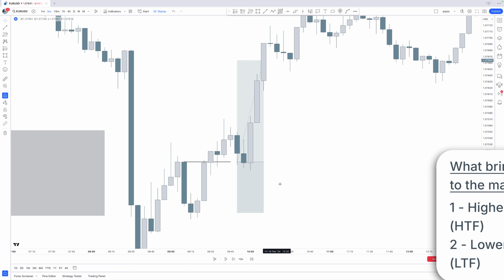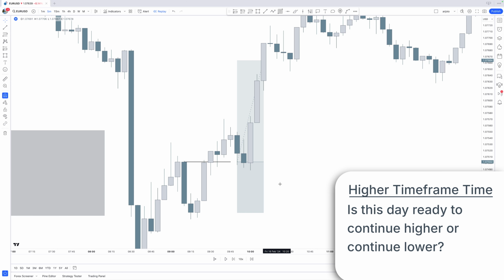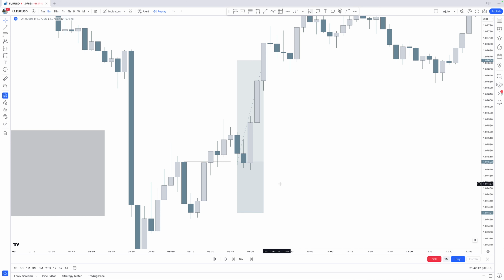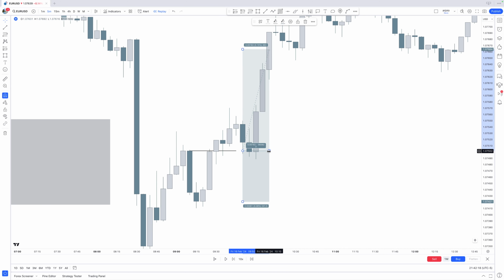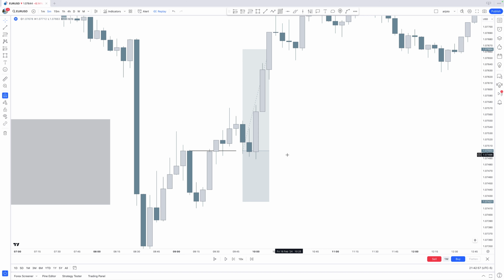We first need to go over the higher time frame time. Higher time frame time is when we want to know if a day is actually ready to continue higher or continue lower. So if the day itself will actually have good movement, and if the day itself will actually have a high probability of showing this trade, for example, a winning trade. And that is done through news, the economic calendar. The economic calendar makes the market move, makes the higher time frame move, which of course then hand in hand makes the lower time frame move as well. The lower time frame is what we're going to go over later on in this video.